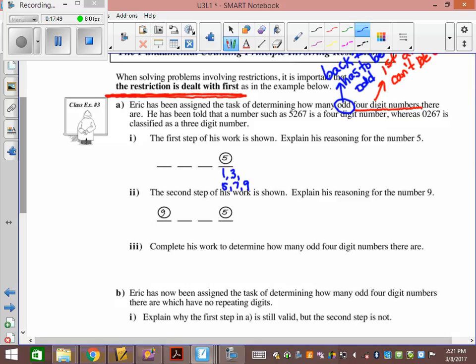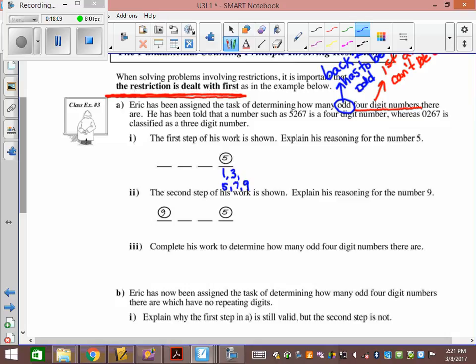This doesn't mean that the number 5 is the last number. In high school, I always screwed that up, and I always thought that's the actual number that's left there. This isn't the number that's left there. This is how many options there are. 1, 3, 5, 7, 9. I have 5 options for that last blank.